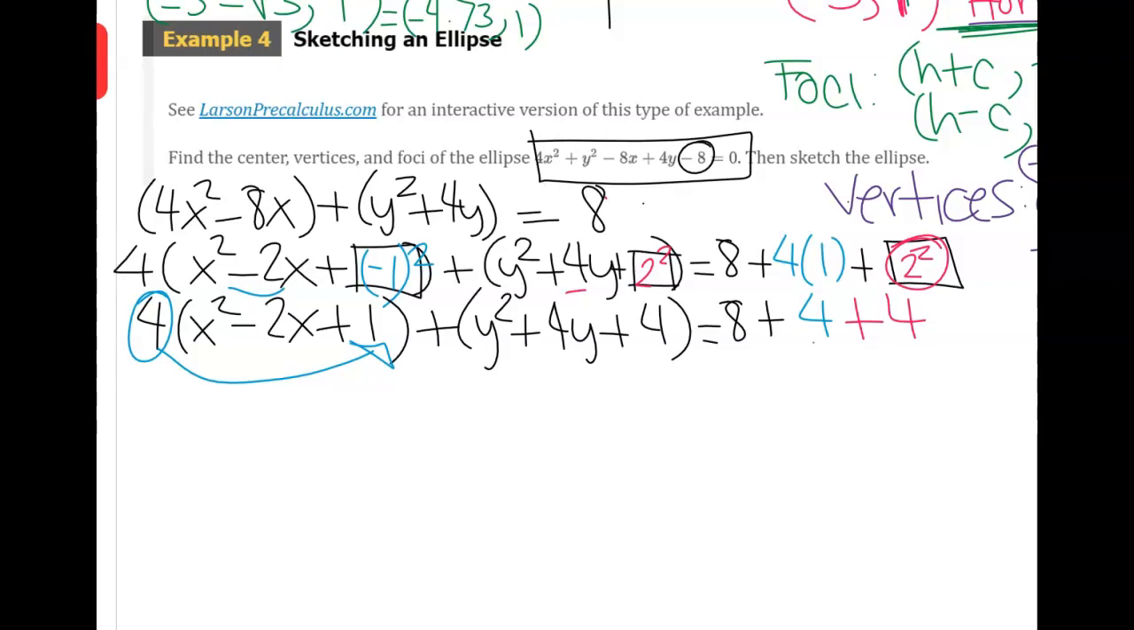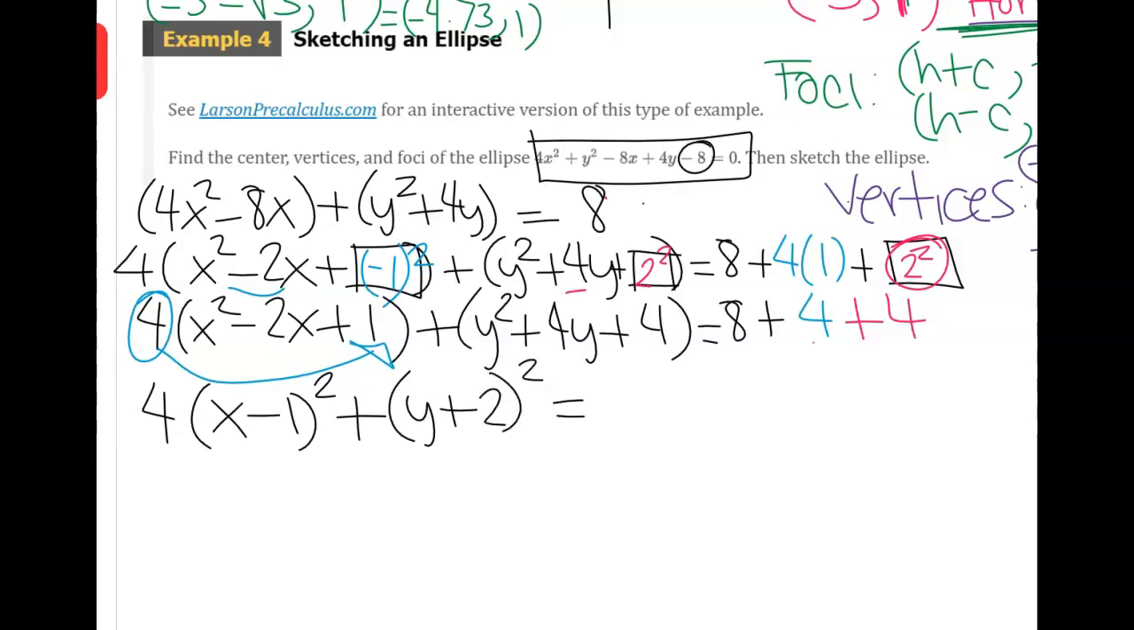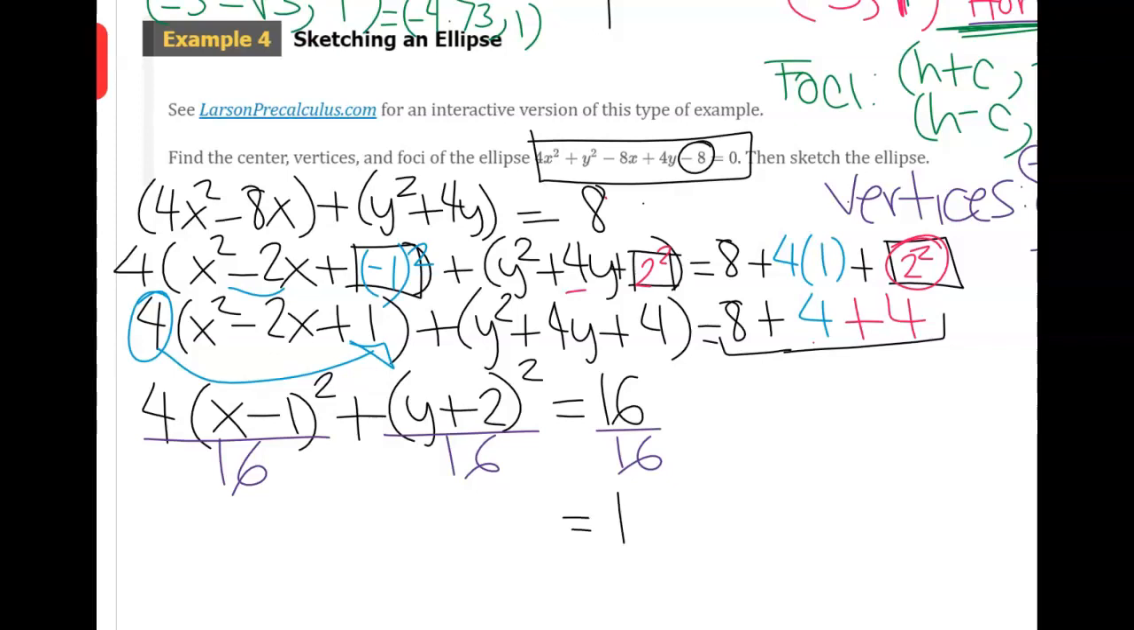Okay, so now we're going to factor this. So it will be x minus 1 squared. For the other one, we're going to have y plus 2 squared. And on the right side of the equal sign, we're going to have 4 plus 4 is 8 plus 8, 16. So now on the right side of the equation, we want to have a 1. So we're going to divide everything by 16. And that way, we will have a 1 here.